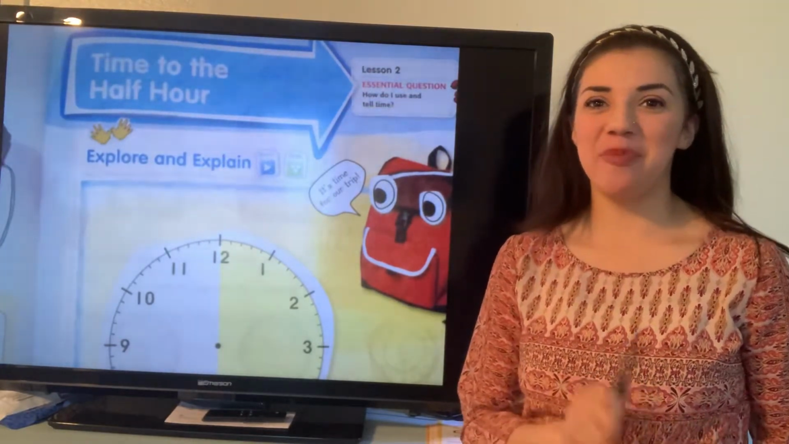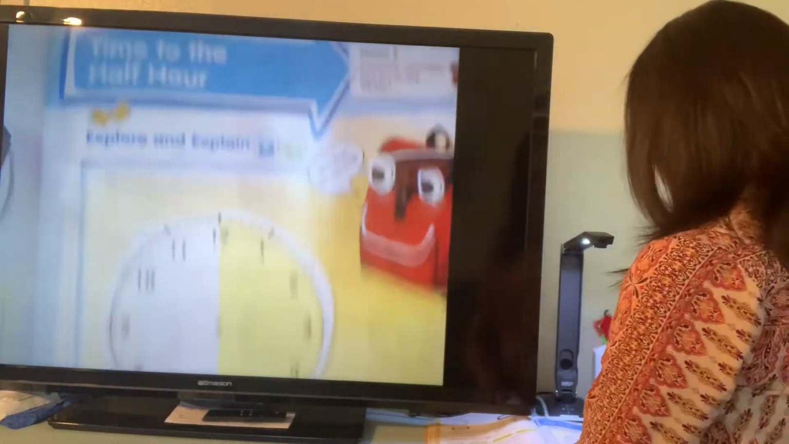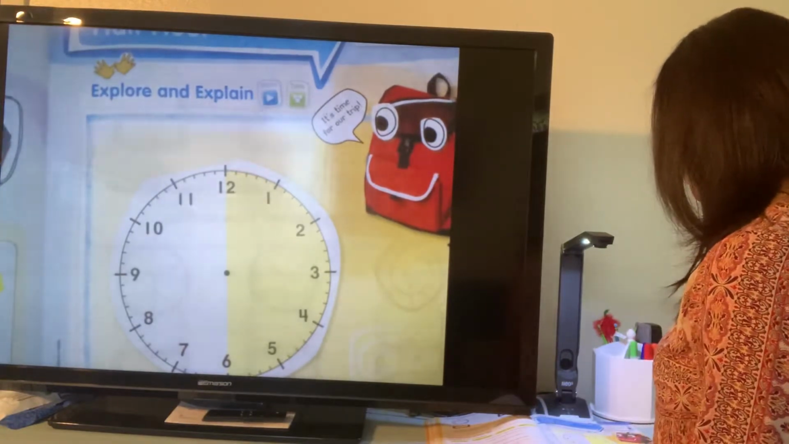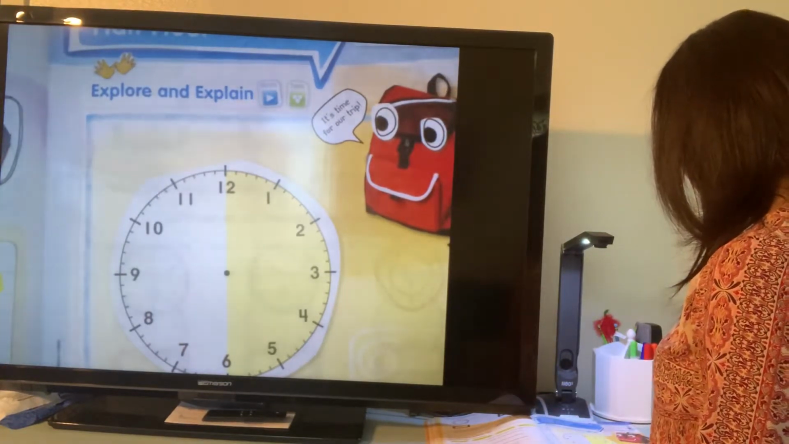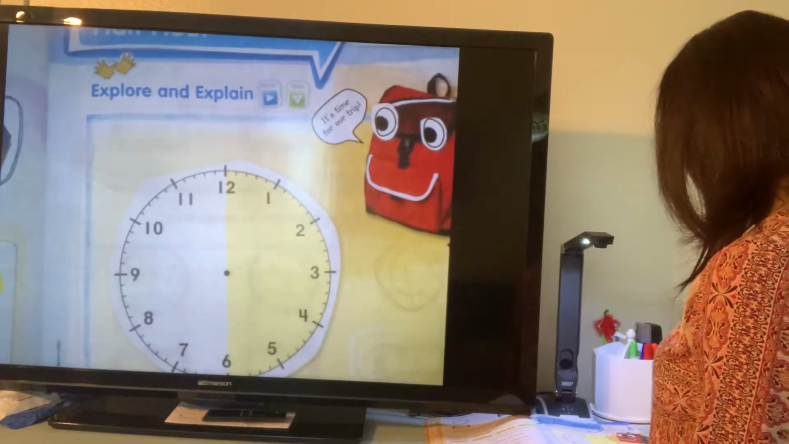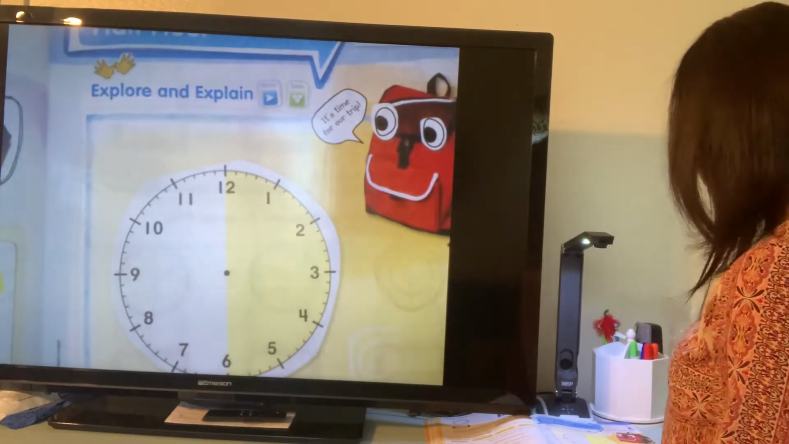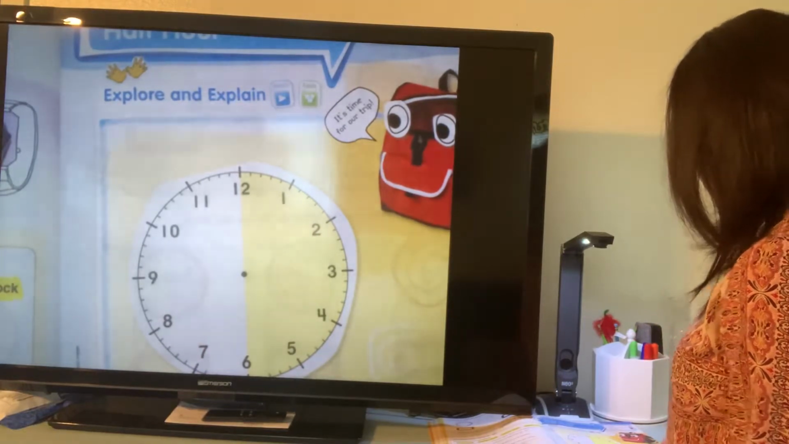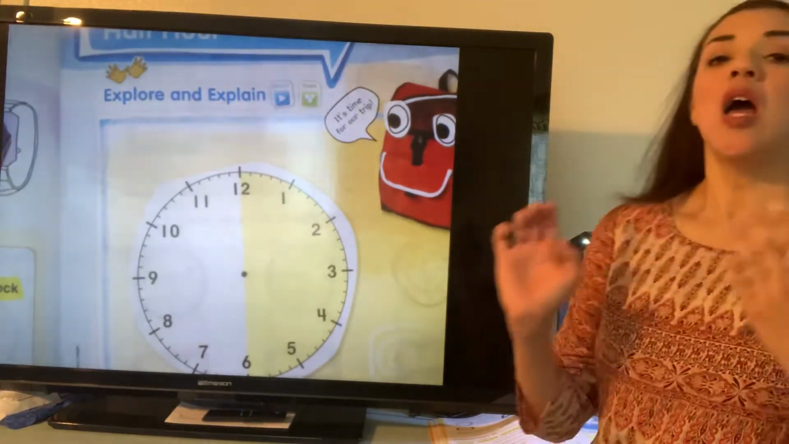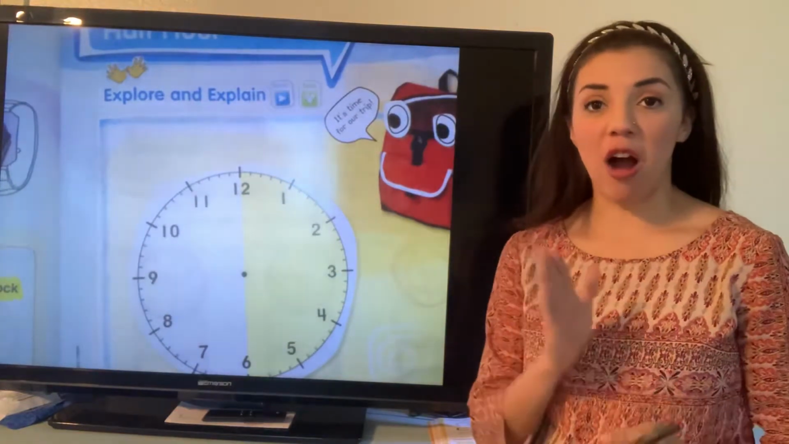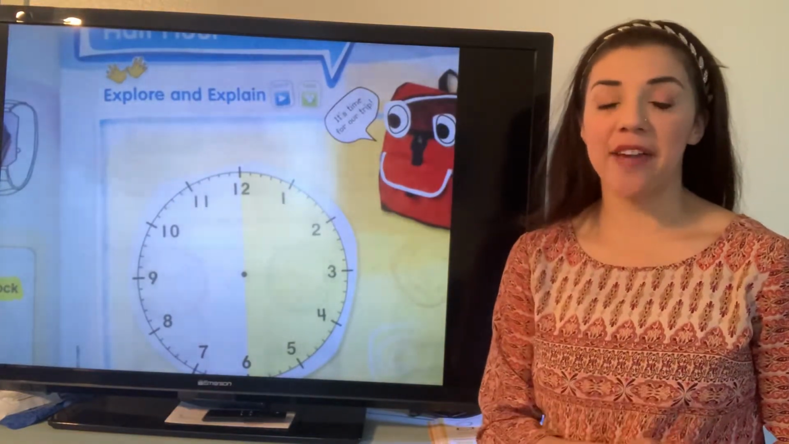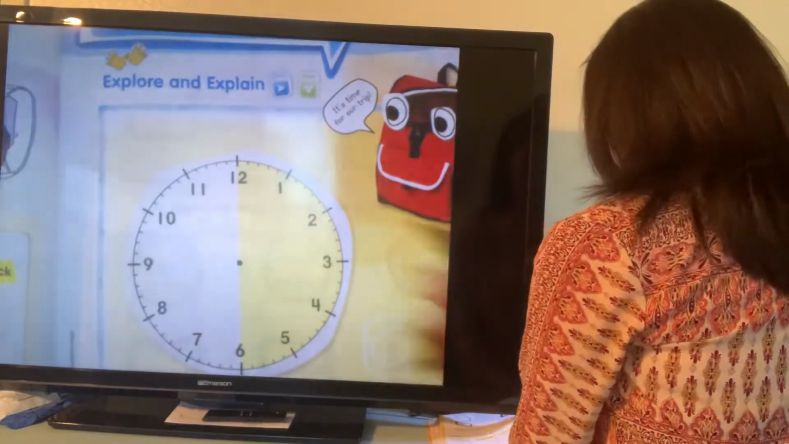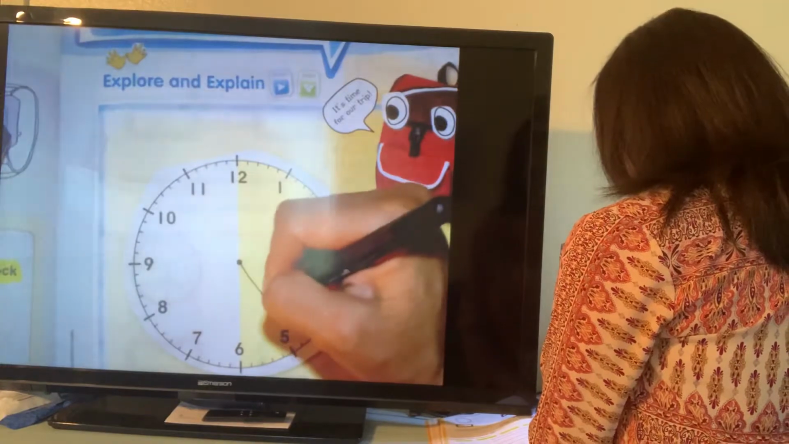Okay, here we go, time to the half hour. So we're gonna use a clock to show 5 o'clock. Oh, well, we don't have clocks here. Move the minute hand to the 6. What time is it? Repeat. Draw hands to show. Okay, so let's see. I want you guys to go ahead and draw your hour hand on the 5. Now remember, your hour hand is the short hand, okay? So let's go ahead and draw our short hand to the 5.